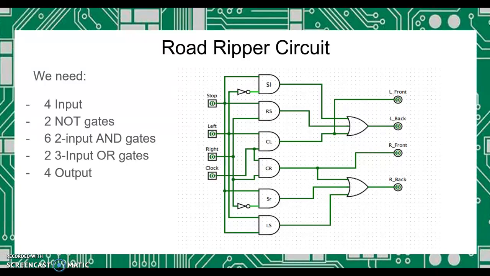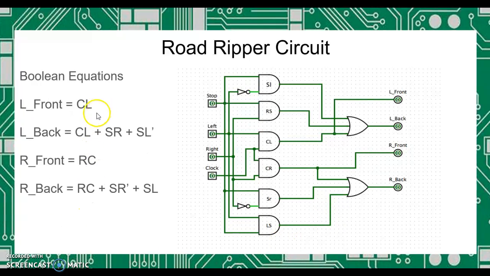So as we go through each of our equations, we ensure that the wiring is correct so that we are getting the same outputs as the equations that we just determined with our K-maps. You can see the Boolean equations here. For our left front, we had CL, so we have the clock and we have left. So if we wire them here, we have clock and left, which comes over here and outputs for our left front.